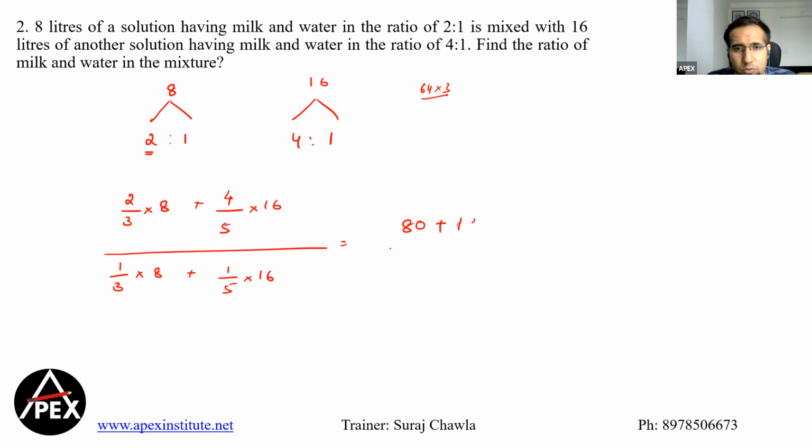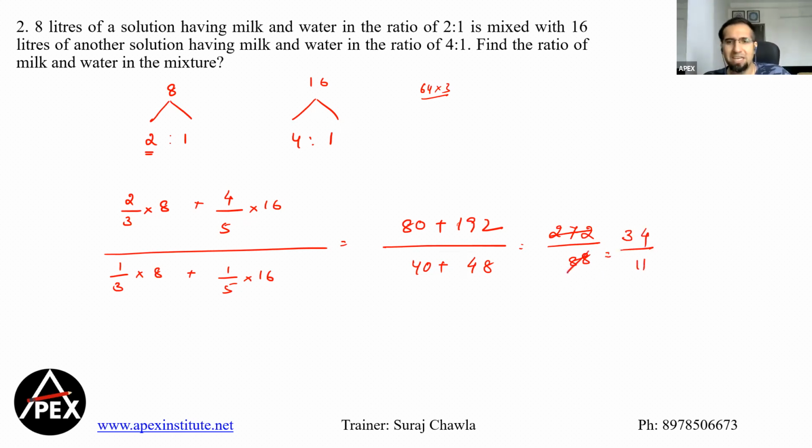3 fours are 12, that's 192, divided by this is 5 eights, that is 40. Clear? And the 16 threes, that is 48. I hope all of you got the same answer. 272 divided by 88. So 8 threes are 24. Then I have a 32. So 34 by 11 should be your answer. Clear, guys? Now, let's go with the shortcut here.